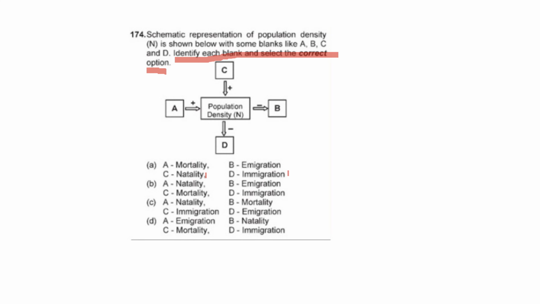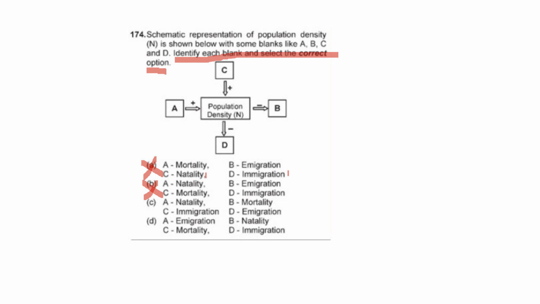So we know that A and C is natality and immigration. Now we'll go through the options and start ruling them out. First, coming to option A, C is natality, fine, but A is mortality, so this is ruled out. Now coming to option B, A is natality and C is mortality. C is mortality, so it's ruled out. Coming to option C, A is natality, C is immigration. Sounds okay, probably the answer.